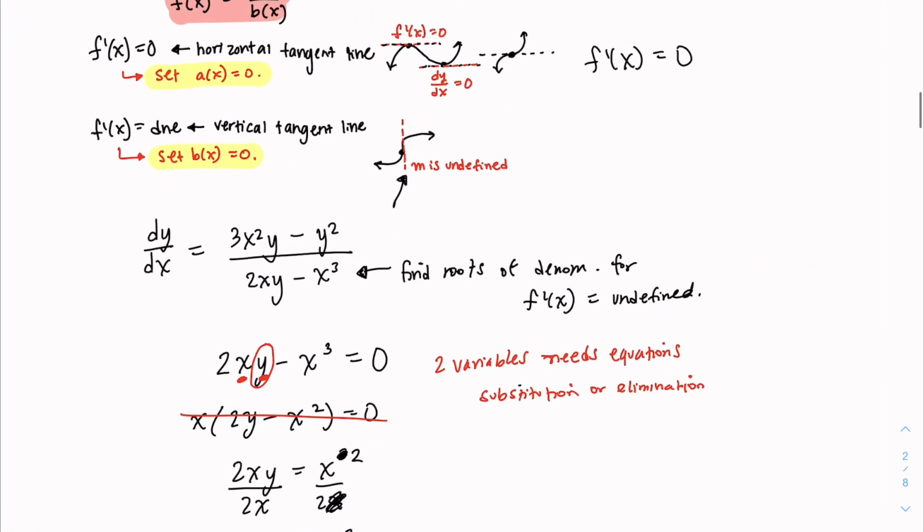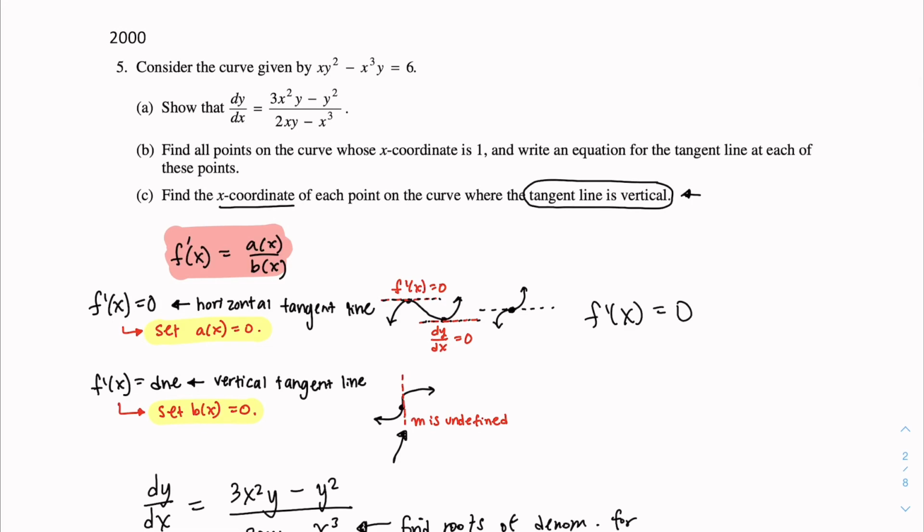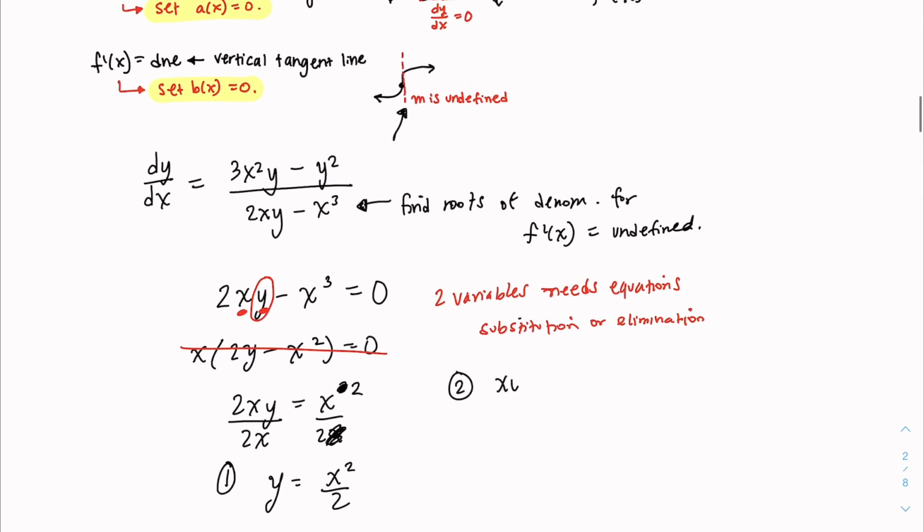Now, as I said before, we need to solve for x and y, so we need one more equation. So let's call this equation 1. Let's go find equation 2. You should always look back to the original expression to find another equation. And indeed, here it is. So xy squared minus x cubed y equals 6.